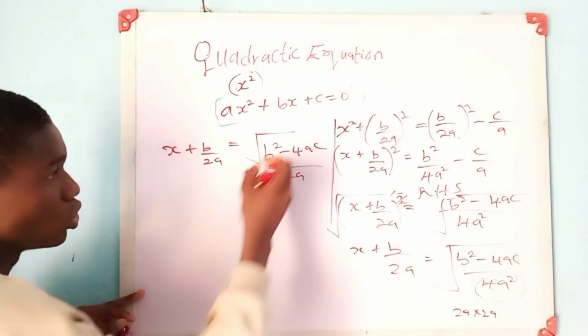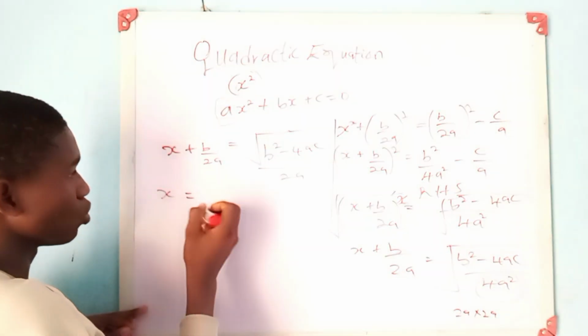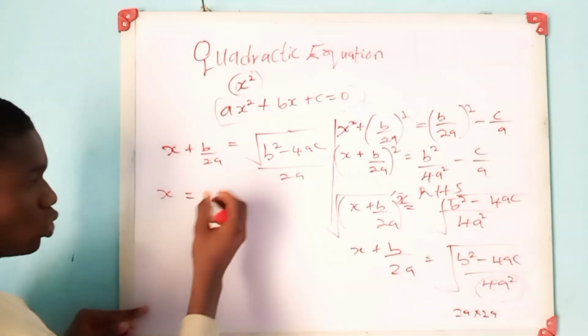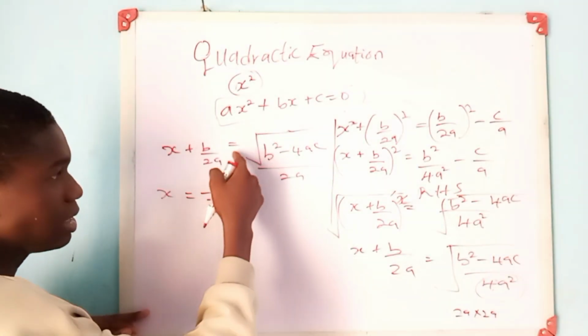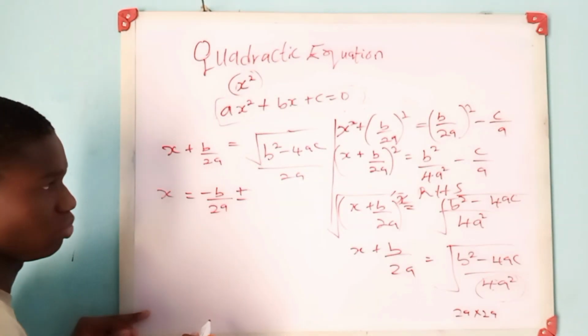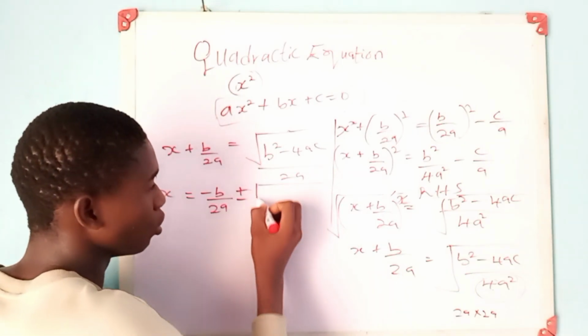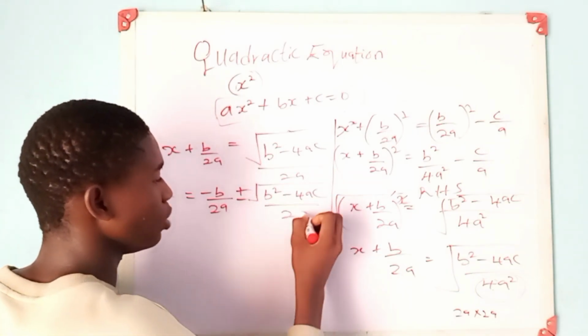So what I'm going to be having here is that since I'm looking for the value of x, my x is now going to be equals to, this one is going to come to this part to make it minus b over 2a. You understand? Because of this square root, we are going to be having a plus minus here, which is positive and negative, all over b squared minus 4ac over 2a.